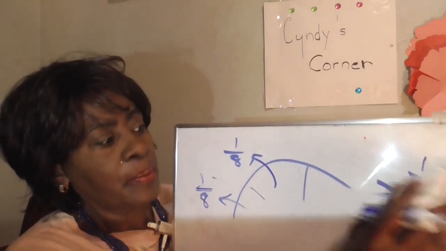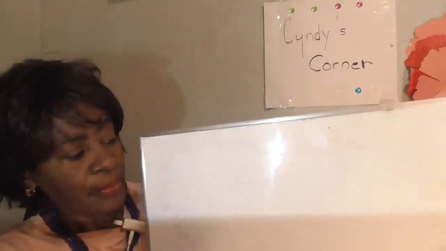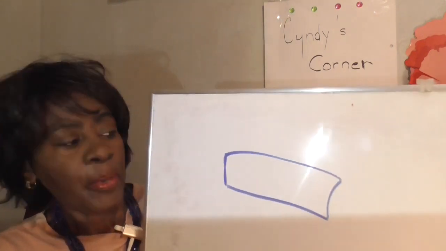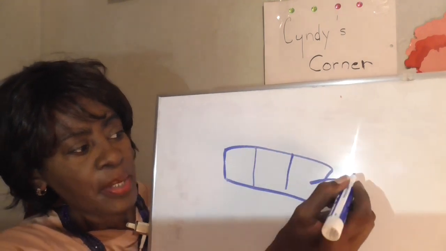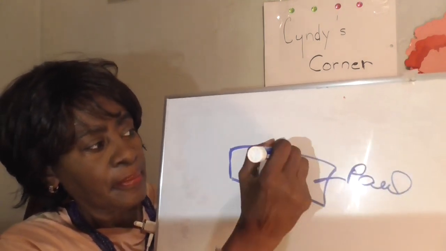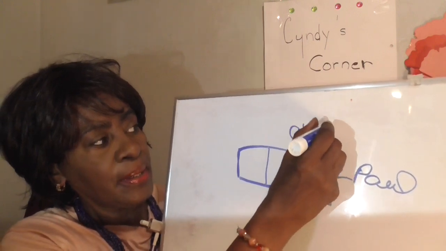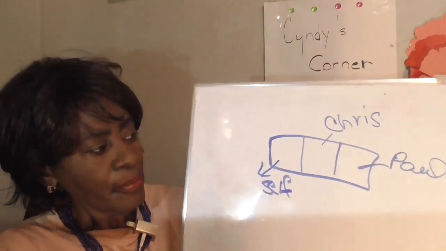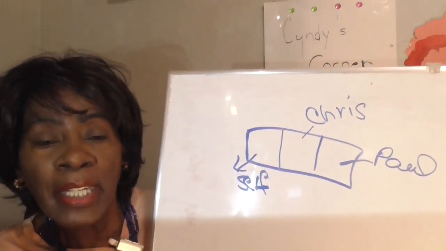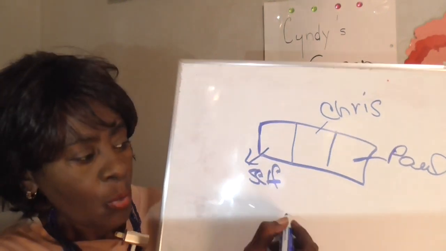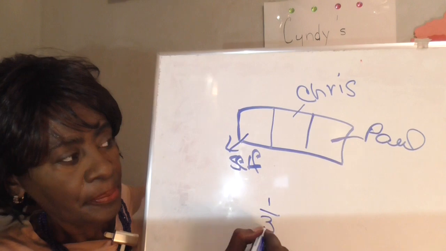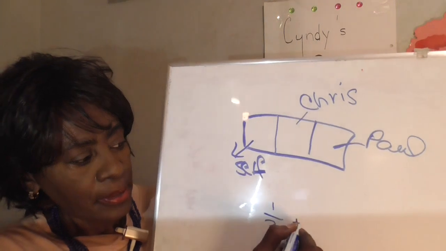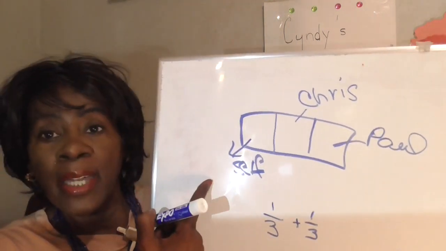Let's use another example. A candy bar. We're going to share a candy bar. Paul wants a piece. Chris wants a piece. You're keeping a piece for yourself. What part of the candy bar does Paul have? 1/3. You have a candy bar broken into 3 pieces. Paul has 1/3. Chris has 1/3. And you kept 1/3 for yourself.